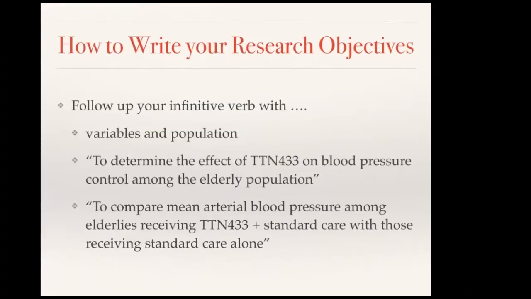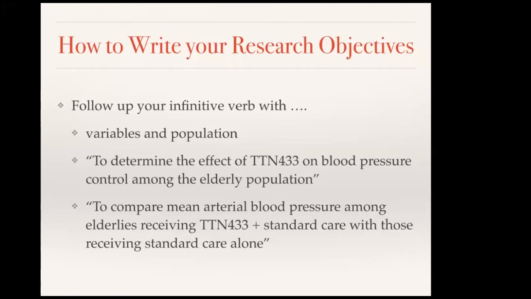Then after you decide on what you want to do, that's the most direct way of telling people what you want to do, you follow it up with the variables and the population. For example, to determine the effect of an experimental drug, TTN 433, on blood pressure control among the elderly population. To compare mean arterial blood pressure among elderly receiving TTN 433 plus standard care and those receiving standard care alone.